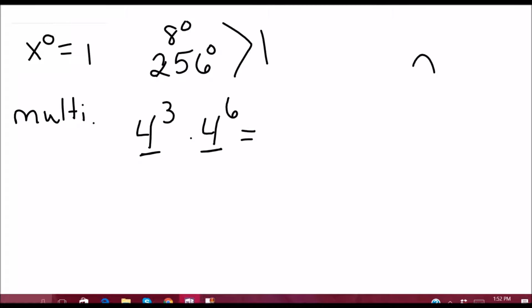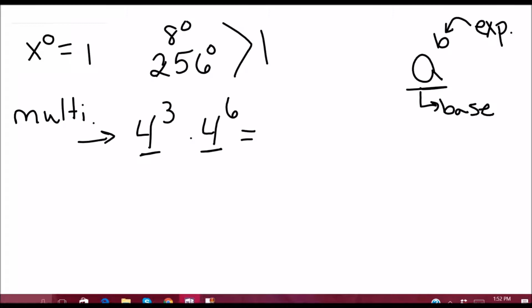When we're talking about exponents, let's say we have a to the b. The a is the base, and b is the exponent. Alright, so since we have over here in our example now, 4 to the 3rd times 4 to the 6th, and they have the same bases, we can just add the exponents. We can combine these and say 4 to the 3 plus the 6, and that's going to equal 4 to the 9th.